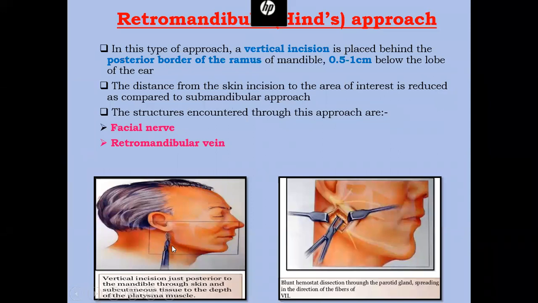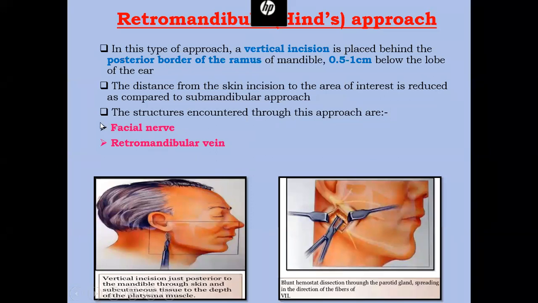Like we saw in submandibular, we have to make a very big incision and then approach the angle. But in retromandibular, we are just making an incision behind the posterior border of the ramus, so we can directly approach the mandible. Hence, minimum tissue is cut in this. So as we can see, the vertical incision.